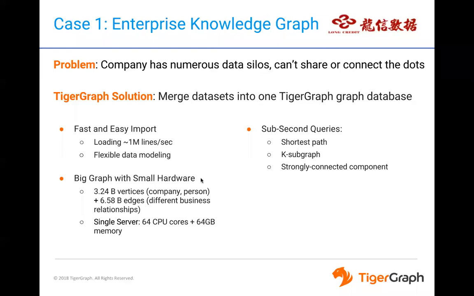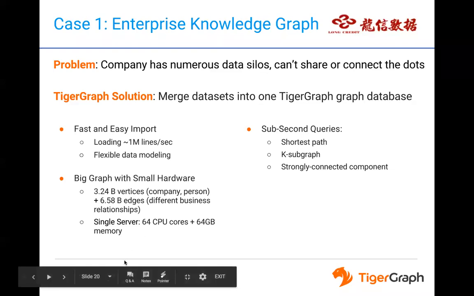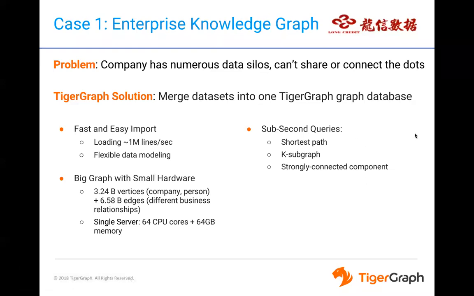Secondly, they had a relatively big graph, but it required only a small hardware footprint. 3 billion vertices and 6 billion edges was handled with just one server with 64 CPU cores and 64 gigabytes of memory. And with that system, they're able to implement sub-second queries. These are just examples used for benchmarking.